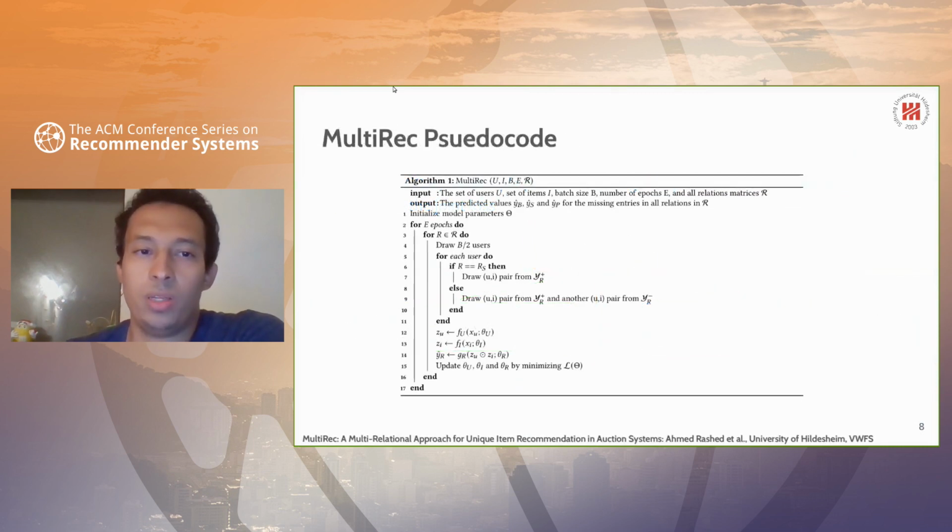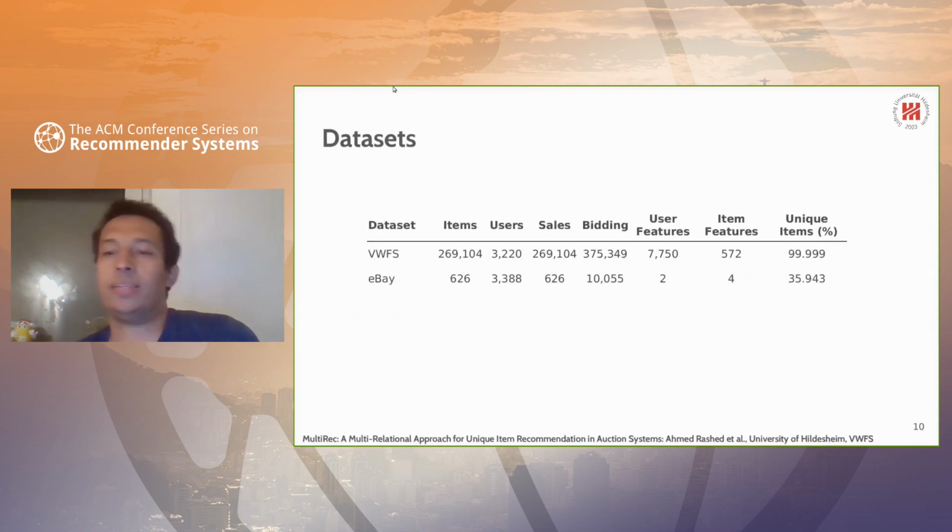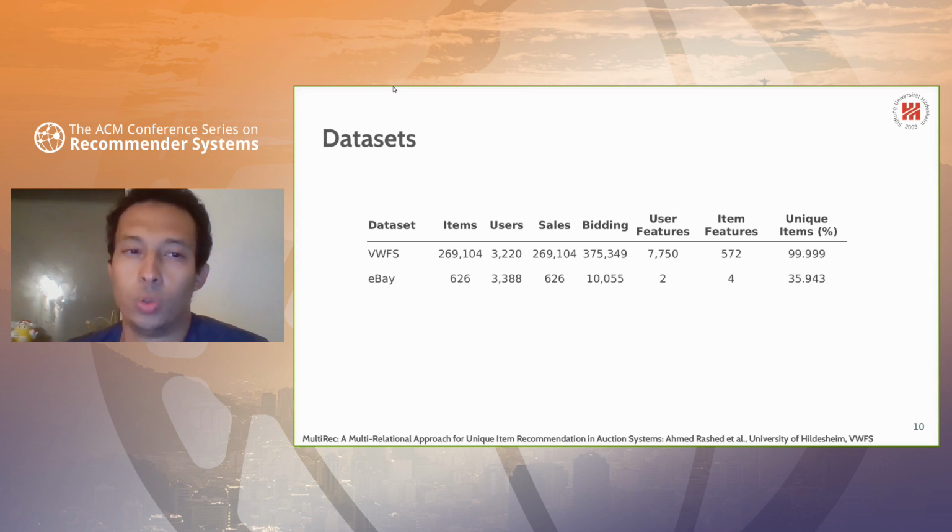So how do we train this model? In one epoch, we iterate over all possible relations. We draw a batch of users, and for each batch of users, we draw positive and negative samples if it's a binary interaction, or we just draw positive interactions if it's a continuous-valued interaction. And we simply update the shared feature extraction functions for users and items, and of course also update the scoring function for the respective relation. I think it's a fairly simple approach, and we applied it onto 2 data sets. The first one is a proprietary data set from VFS.